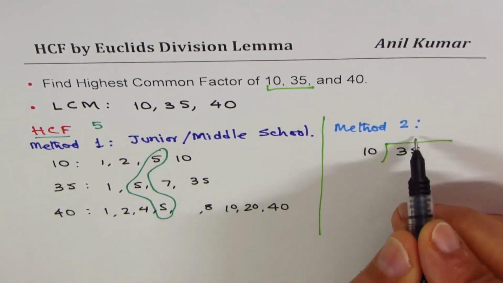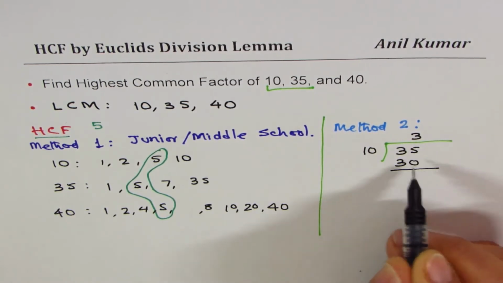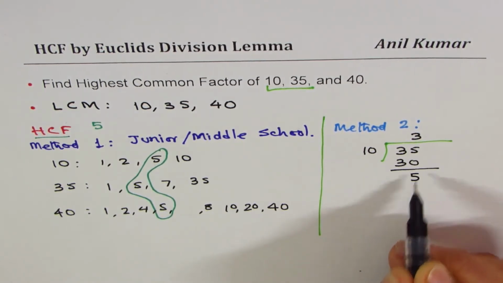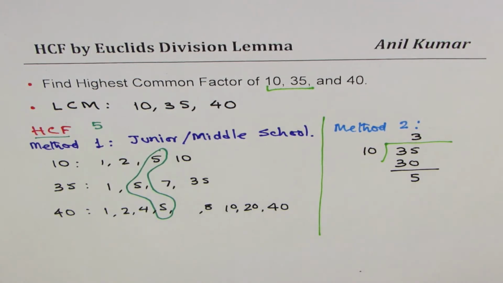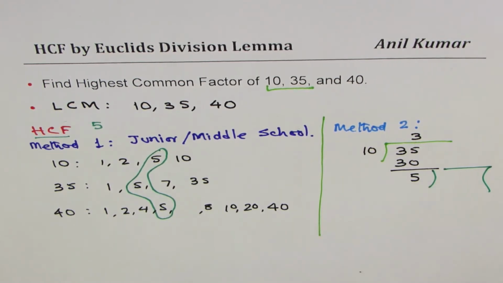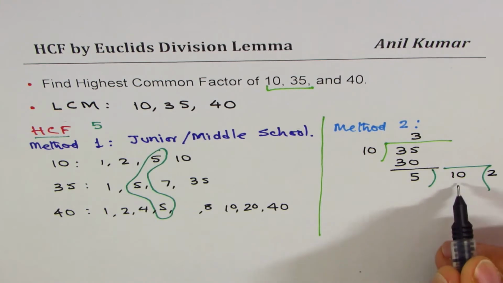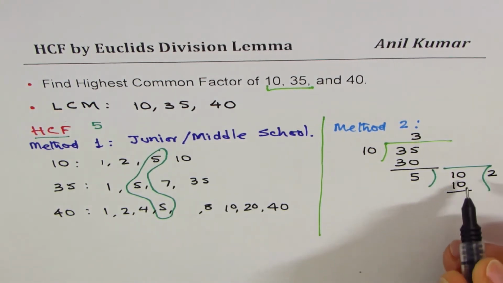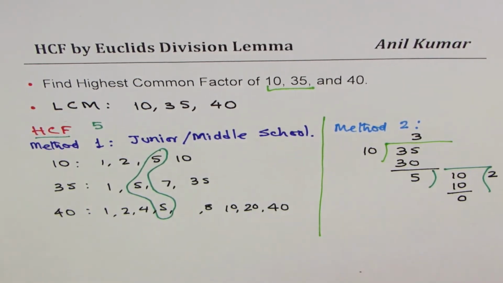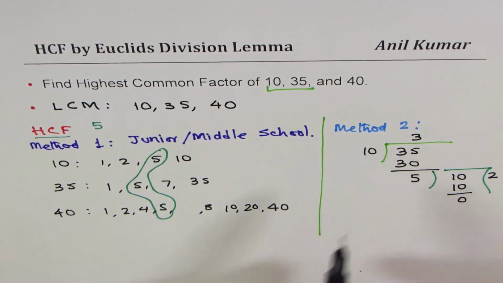So 10 times 3 is 30. The remainder here is 5. Once you get that remainder, then you divide the divisor, which is 10 in this case, by 5, correct? Then you pull this number in and you divide. So we get 5 times 2 as 10 with 0 remainder. So that becomes the HCF between 10 and 35.